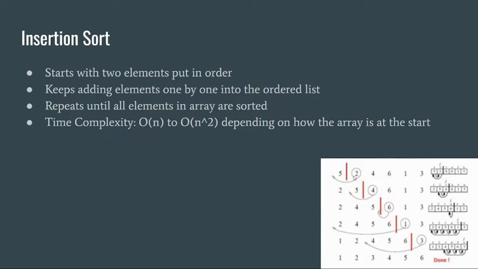So 5 and 2 here, it swaps 2 to the front, and then you have 2, 5. This part is organized technically. 2, 5, and you find the next value is 4. You see, okay, you have to put that in the middle. 2, 4, 5, so the next value is 6.